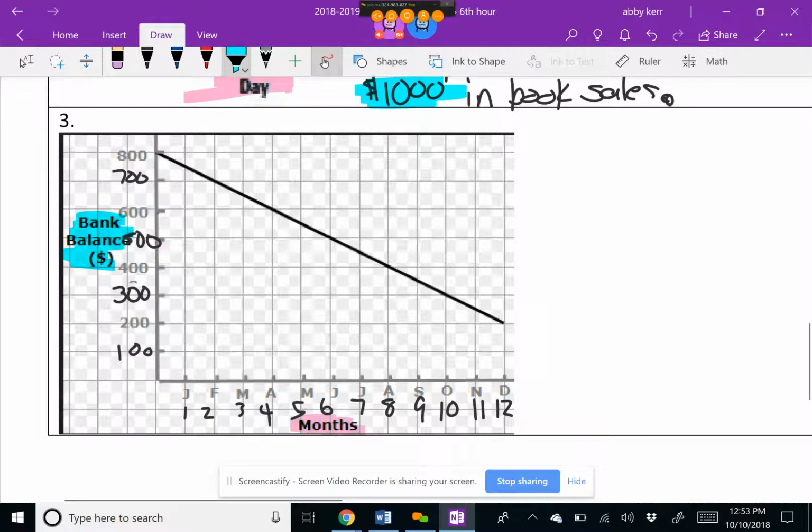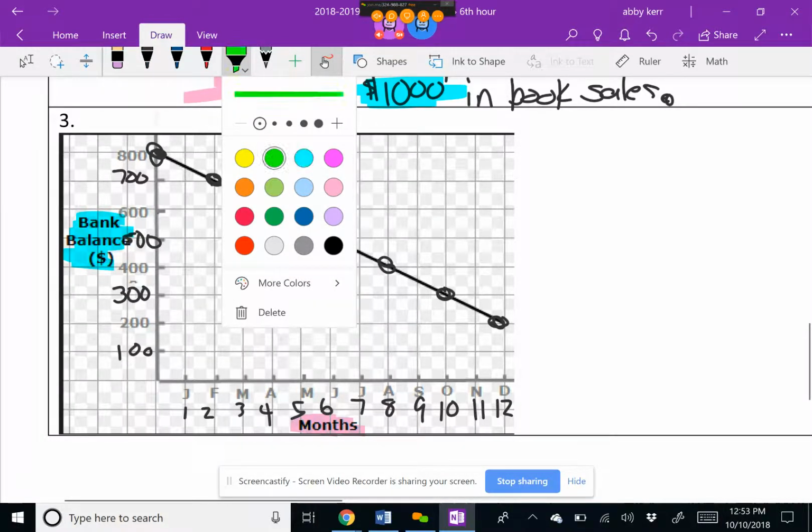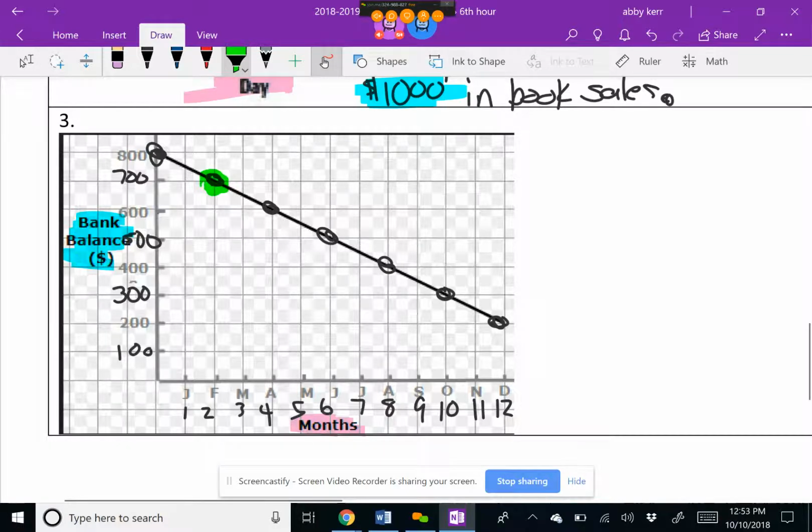I'm just going to highlight the bank balance because we're talking about money. So the next step is to find all the ordered pairs that cross at the corner. Notice how they're equally spaced, so I know I'm doing it correctly. Does not matter which ordered pair you pick. So I'm just going to pick this point and that point. There's no reason that I picked those 2 points. Doesn't matter. So 2, 700. And then 4, 600.